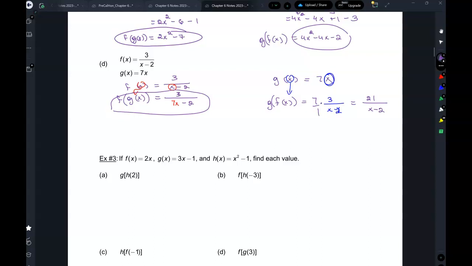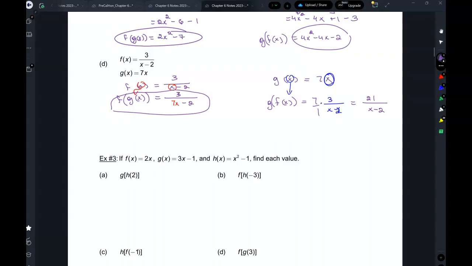This one? Okay, so g of x is 7x. Okay, x is going to become f of x. So 7 times x becomes f of x, which is 3 over x minus 2. Yeah? Now we're going to multiply. So you make this over 1, multiply the tops, multiply the bottoms. All right. So it's g of f of x equals 21 over x minus 2.